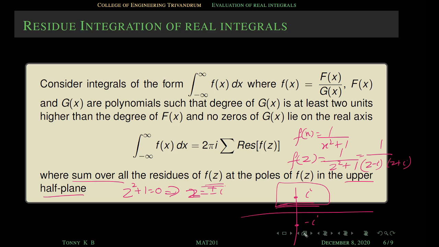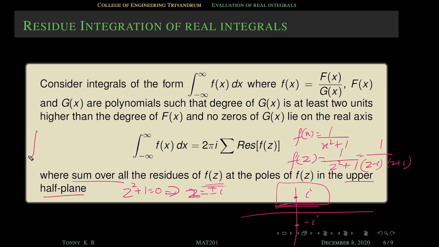This pole minus I belongs to the lower half plane, not the upper half plane. Okay, so in this problem, f of x is equal to 1 by x square plus 1. Then what about this final answer?